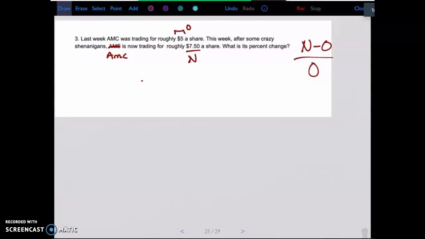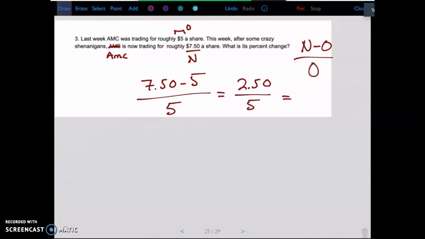So new minus old, let's do it. $7.50 minus $5 divided by, now here's where you're going to mess it up. We're going to divide by the old, so divide by 5. So that's going to give me positive 2.50 over 5, which gives me about 0.5, or 50% growth. And we know that it's 50% growth because our percent change is a positive number and not a negative number. 0.5 or 50% growth. There you go.